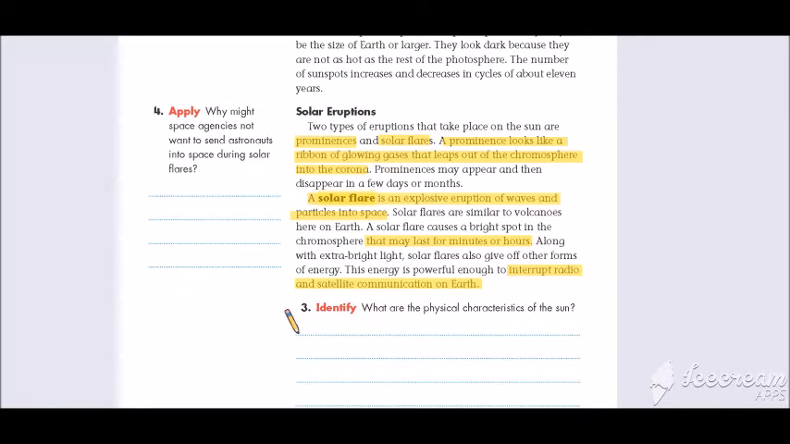Well, it may appear for a few days or months, but the solar flare is an explosive eruption of waves and particles into space, like volcanoes on Earth. How long does it last? It may last for minutes or hours. Well, it's so powerful that it may interrupt radio and satellite communication on Earth.